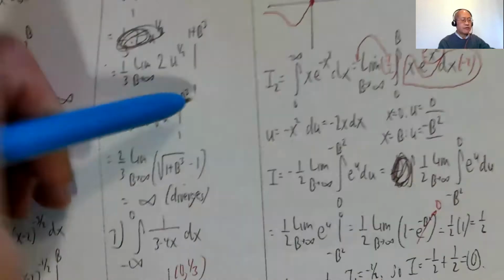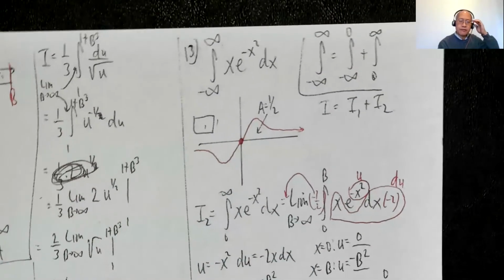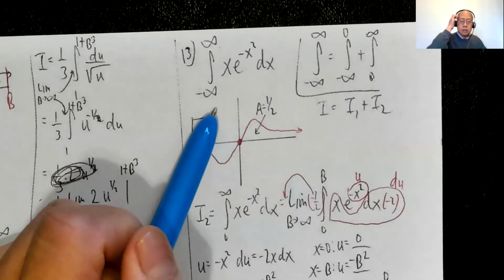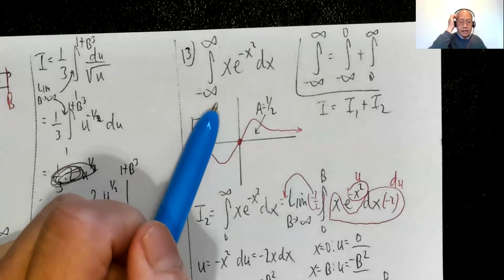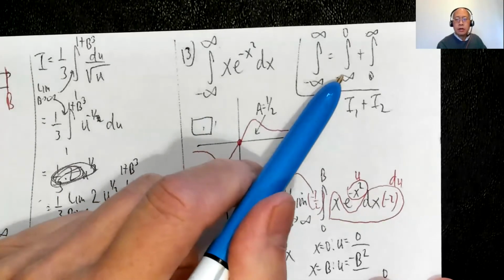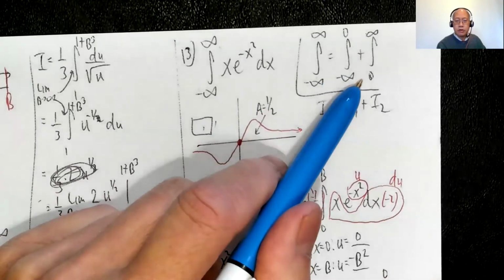Okay, and what happens if you have a negative infinity and a positive infinity? Well, we now know how to go from negative infinity to 0 and to go from 0 to infinity. So I add the two.